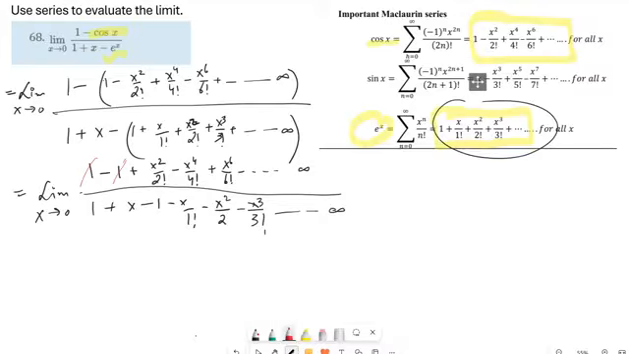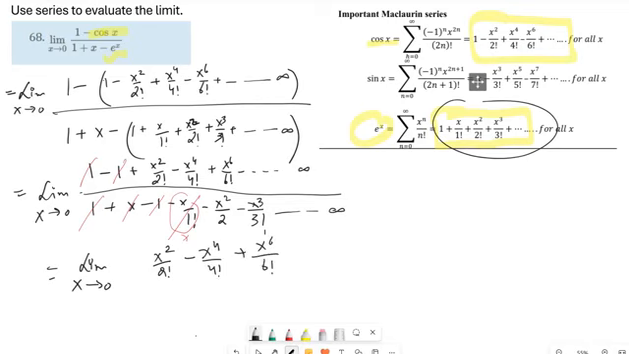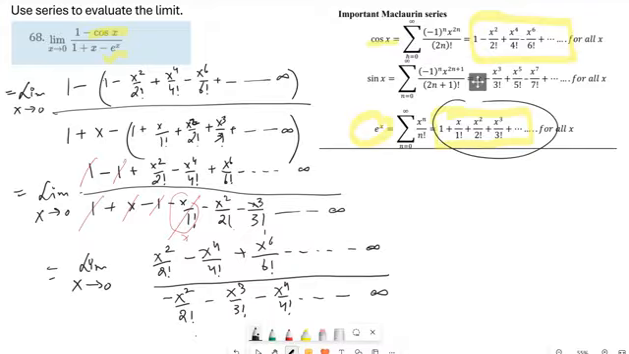Let's see. We can cancel 1 and 1. This 1 and 1 can cancel. X by 1 factorial is just x basically, right? That can cancel with this x. So let's see what we have. Limit x approaches to 0. X squared by 2 factorial minus x4 by 4 factorial plus x6 by 6 factorial minus so on up to infinity, divided by denominator, the first term is x squared by 2 factorial minus x cubed by 3 factorial minus x4 by 4 factorial and so on up to infinity.